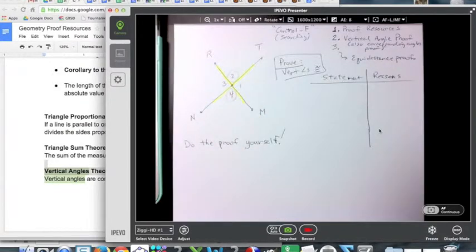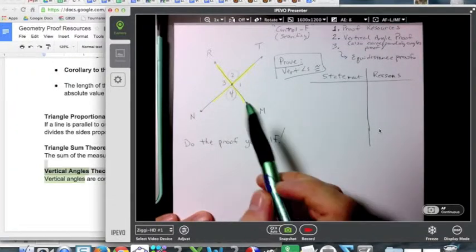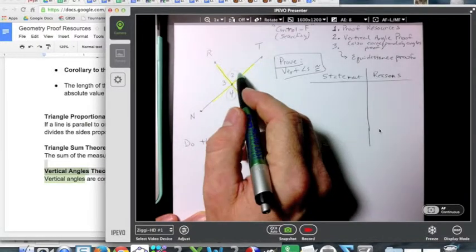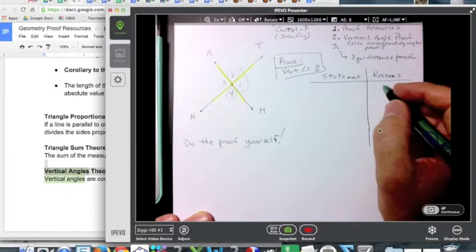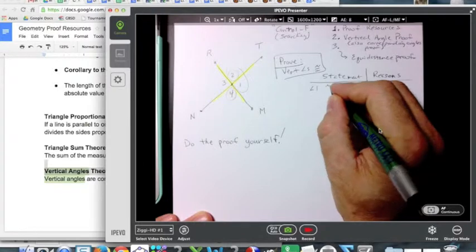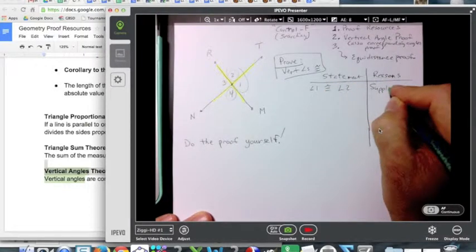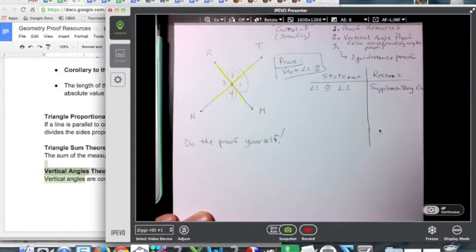So we're focusing on, let's say, angle 2 and angle 4. Let's prove that angle 2 and angle 4 are congruent. I'm going to start off by recognizing that I've got a straight line here. That tells me right away that angle 1 and angle 2 are supplementary angles. So I'm going to write something along the lines of supplementary angles.